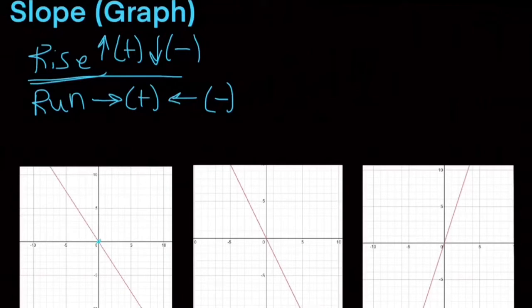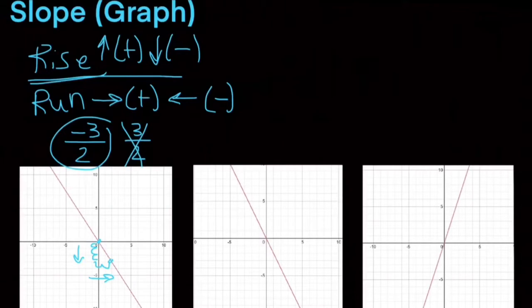Now let's take these 2 points from this graph, and we'll check the rise. So 1, 2, 3. 3 going down, so it's negative 3. And then 1, 2. 2 to the right, so it's positive 2. Negative 3 over 2 is the slope of this graph. So if I said 3 over 2 is the slope, that would be incorrect. We have to put the accurate sign of the slope. So that is incorrect. So here's the slope of this one.